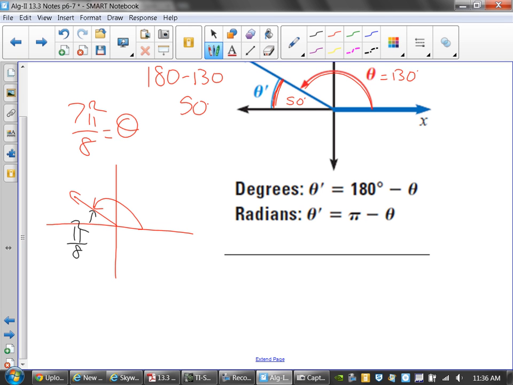Okay? It works the same if we were going into the third quadrant. If I'm going into a third quadrant, I need a third quadrant degree.